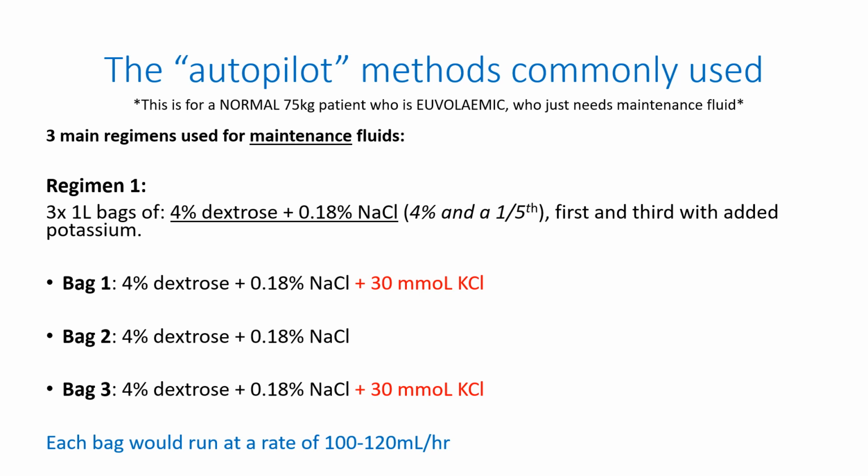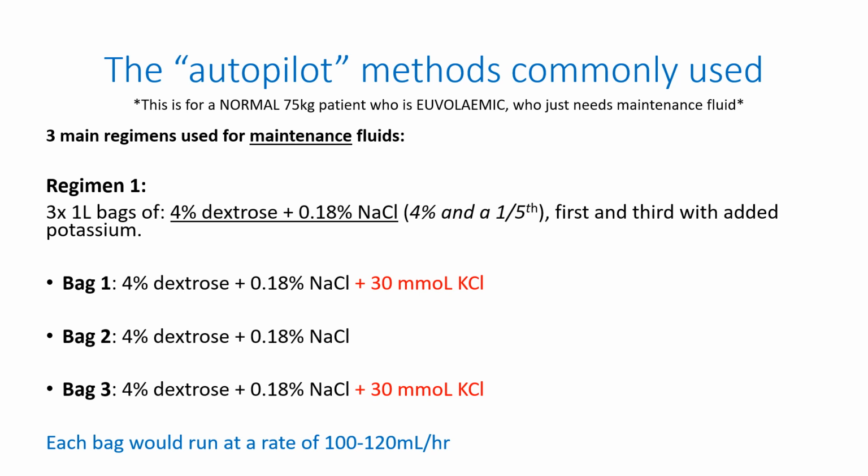And the 3 bags are going to be 4% and a fifth. That is 4% dextrose and 1/5 of normal saline. 1/5 of 0.9% is 0.18%. And the first and third bags will have added potassium in it.